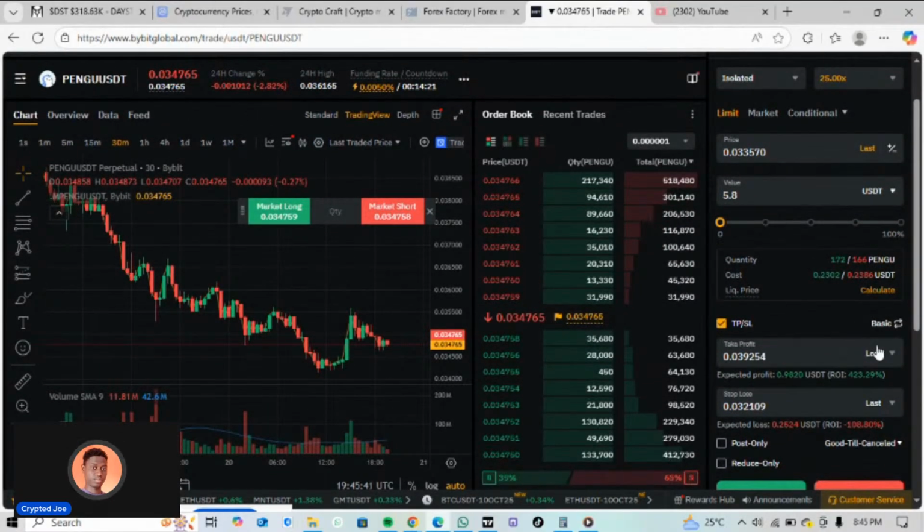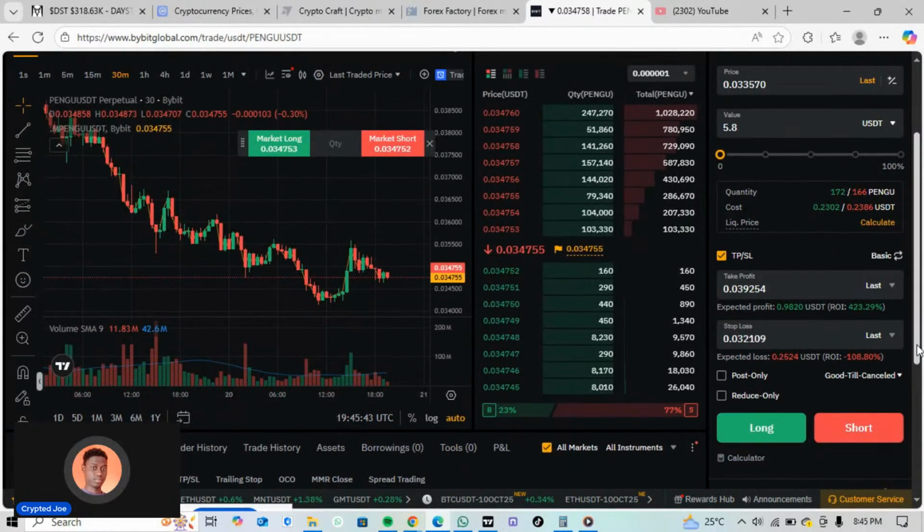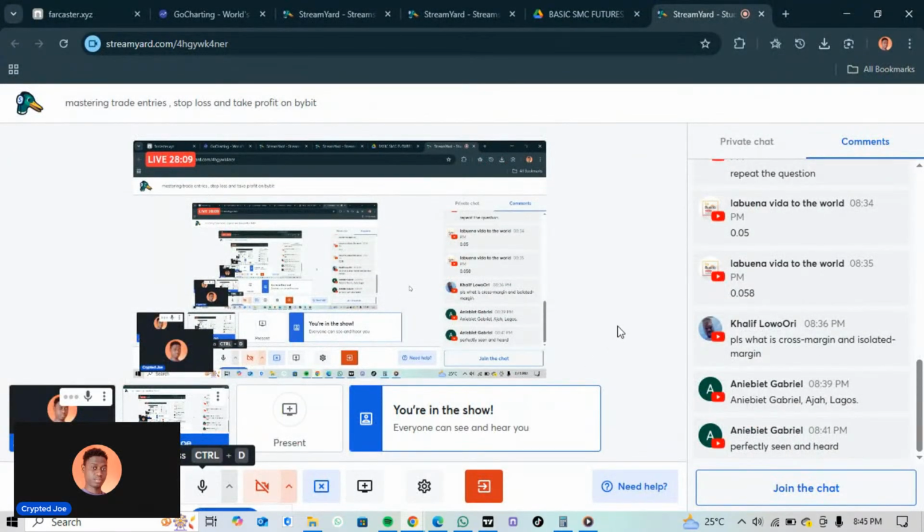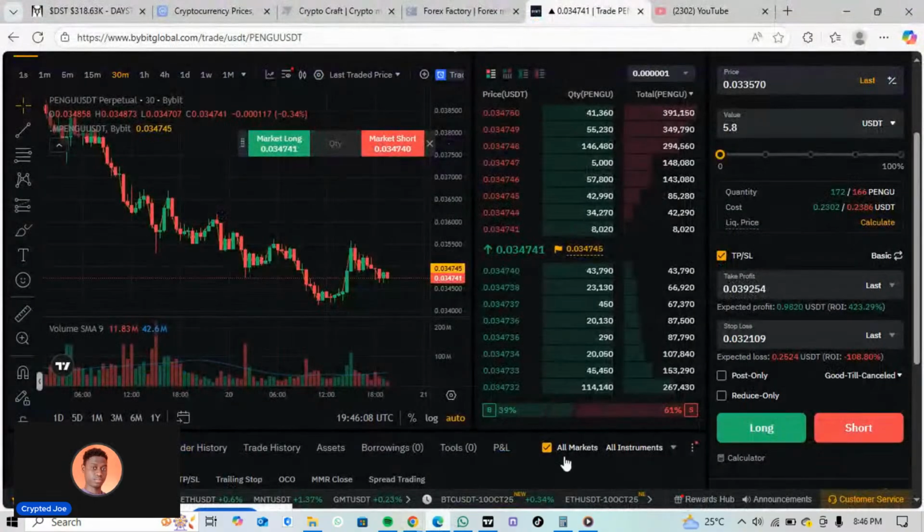So you understand? Now, once you are done with that, I increase the leverage to 25x, just to explain something. I hope you are all following, please. Okay, Mr. Khalif, cross margin and isolated margin, I will explain that when I'm done with this explanation. So I increase it to 25x leverage to explain something to us.